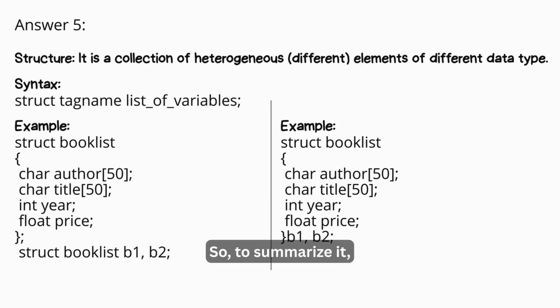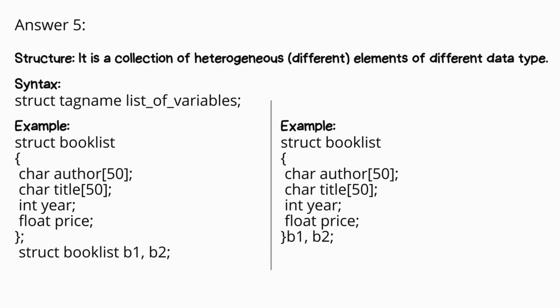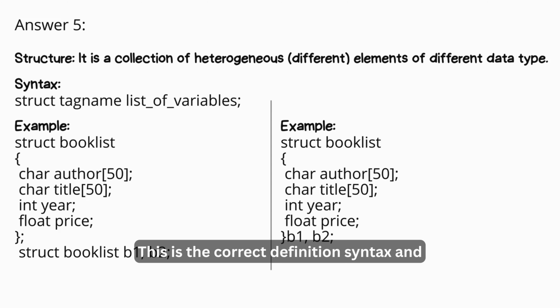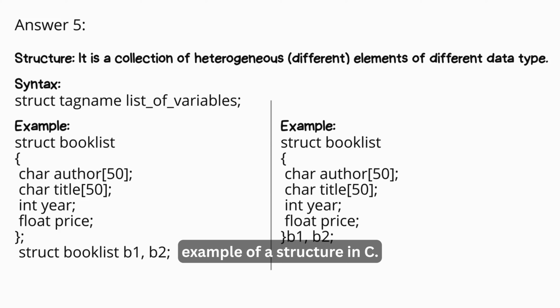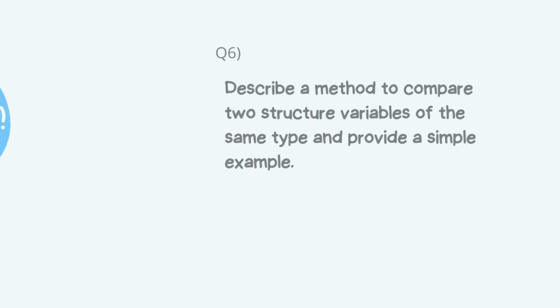So to summarize it, structure helps in grouping related data. It can store heterogeneous data types. It makes programs more organized and readable. This is the correct definition, syntax, and example of a structure in C. And this question is very important from an exam point of view.